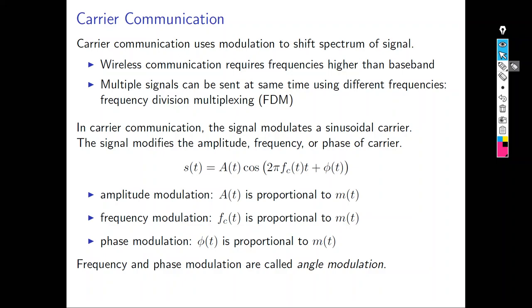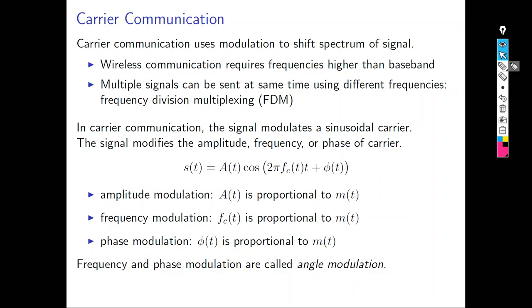So that you don't interfere with others, because if you are in the lower bands, whenever you transmit, your signal is heard by everybody. So security and annoyance, you annoy others. But when you shift it to a high frequency, nobody will hear your message, and also you just get your intended message on a certain frequency. Multiple signals can be sent at the same time using different frequencies. We call it frequency division multiplexing.